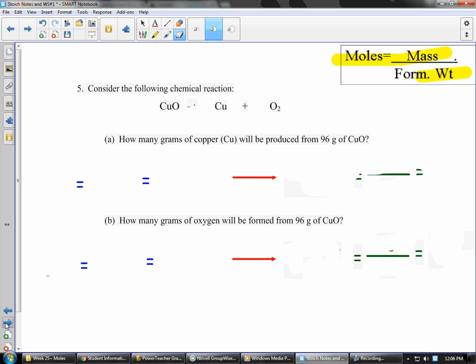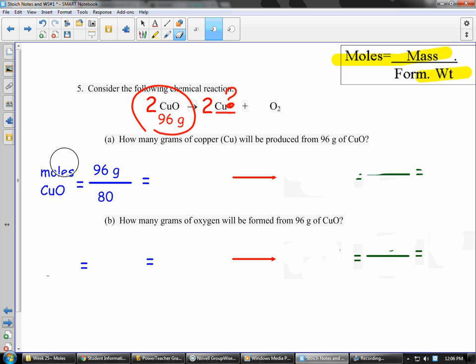All right, so we'll start by balancing. When we balance, we have a 2 and a 2. Let me pop my number up here. How many grams of copper will be produced from my 96 grams of copper oxide? Well, I have to take what I know and put it into moles. 96 divided by the formula weight of my copper oxide.